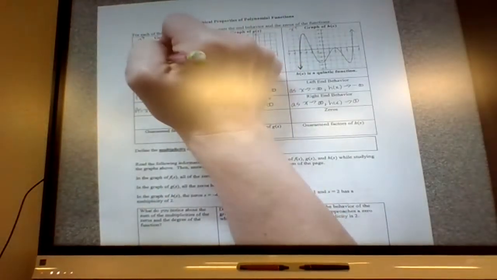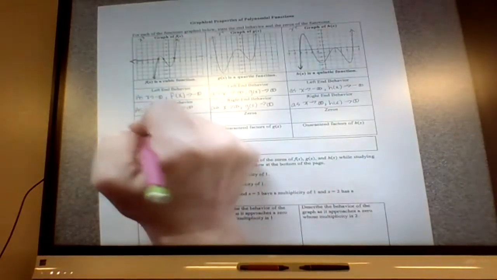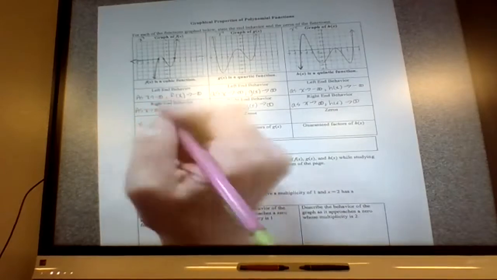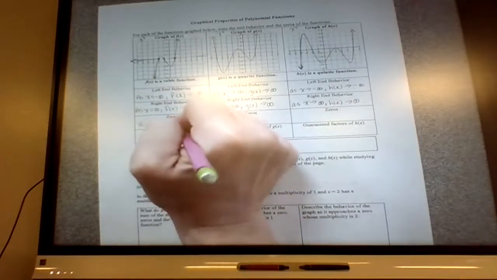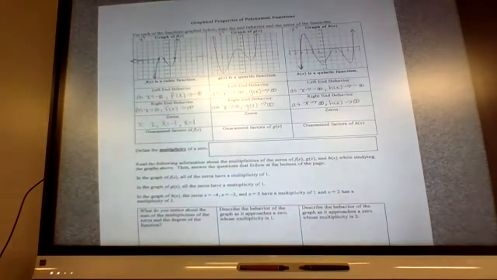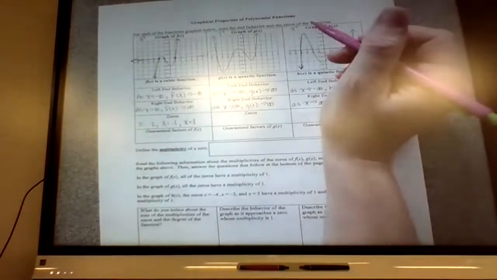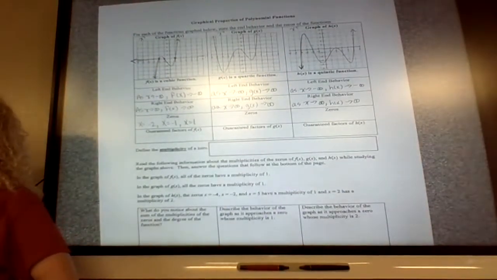Let's look at the zeros. What are the zeros on f of x? Negative 2, negative 1, 1. Yep. Okay, I'll let you write those down and then we'll talk about the next question.